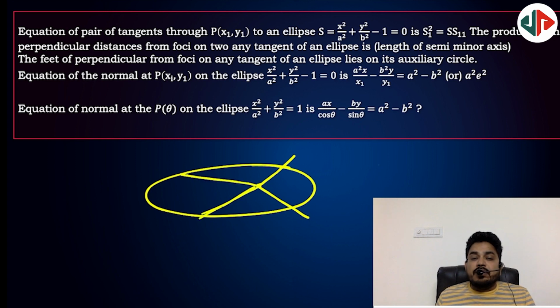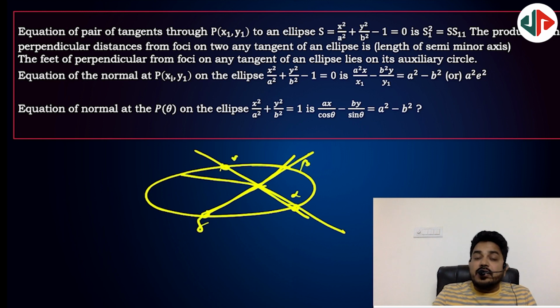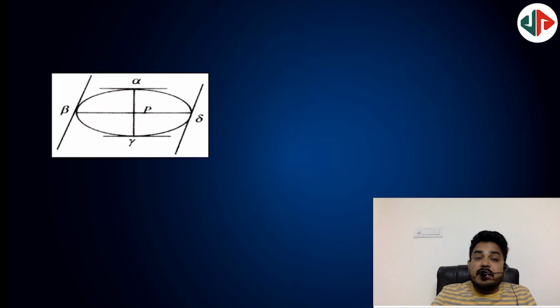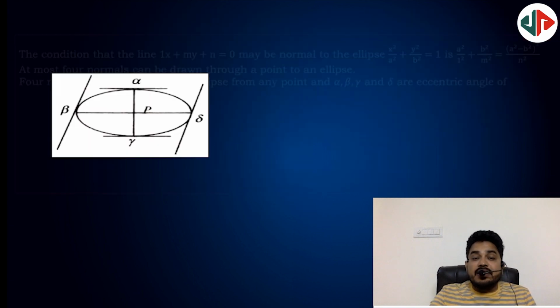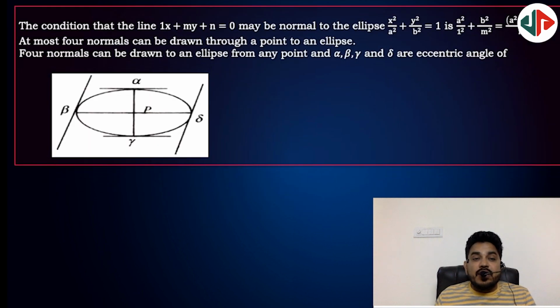Okay, this is one normal. Okay, you can draw four normals. If these are alpha, beta, gamma, delta, so what are the other things we can look at? So at most four normals can be drawn from the external point. So you look at it from this, how many normals can you draw? Four normals. So this is the alpha point, the normal is passing, beta point, gamma point, delta point.